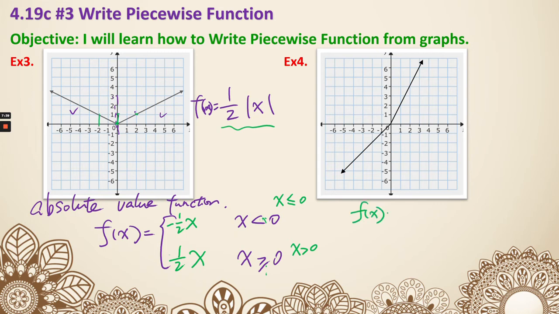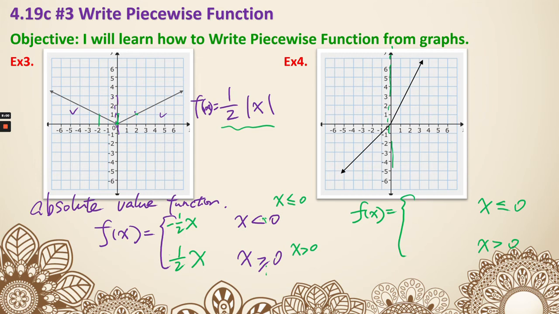Example 4. f of x. This is not a check mark, so this is actually not an absolute value. It's just two linear functions that are connected. You can still see the breaking point is right in the middle. So I can have an equal for the first function, and that means I can't have an equal sign for the domain for the second function.